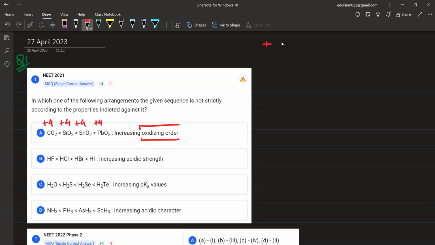It means that if I have anything in the +4 oxidation state and it is a strong oxidizing agent, it will easily get converted to +2. Similarly, if I have +5, it should easily get converted to +3, in the main block elements. Now, this order goes from top to bottom, from carbon to lead. And we also know that the lower oxidation states are more stable down the group.